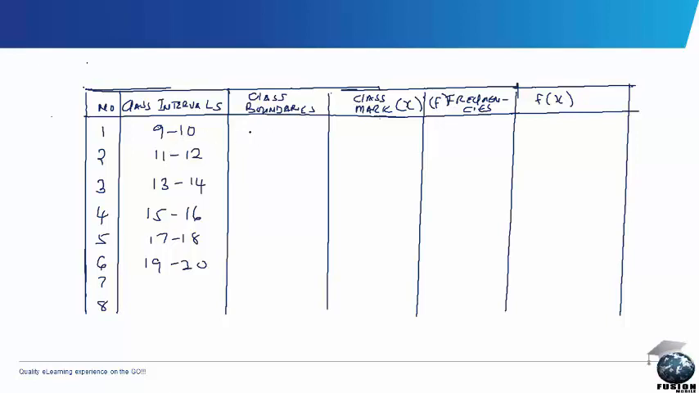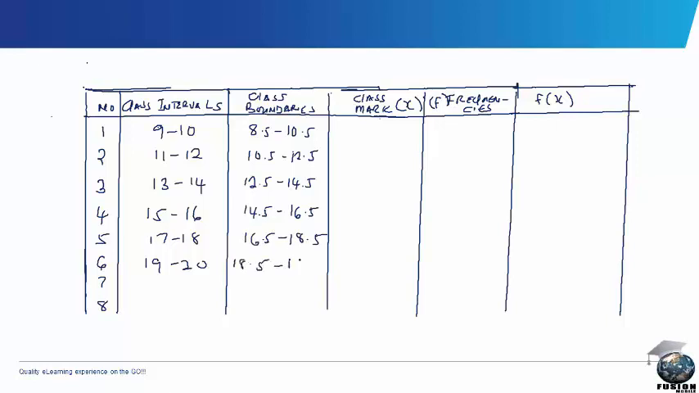We've done this before, and so we obtained 8.5 to 10.5 here, 10.5 to 12.5 here, and then 12.5 to 14.5. All right, and then we have 14.5 to 16.5, and then 16.5 through 18.5, and then 18.5 through 19.5. Okay, and then we've obtained the class mark.